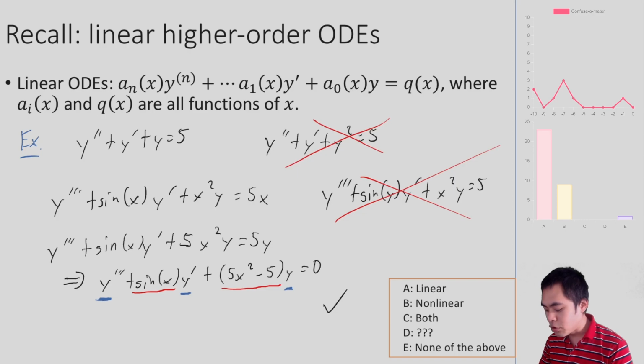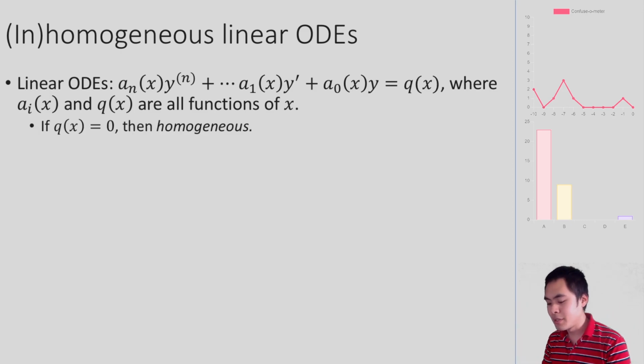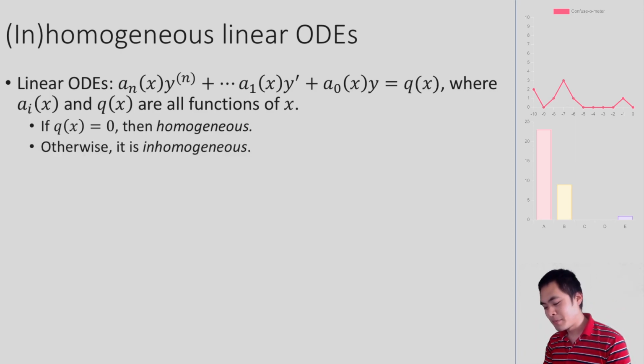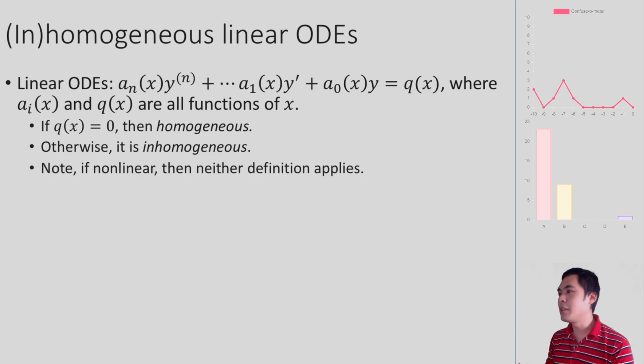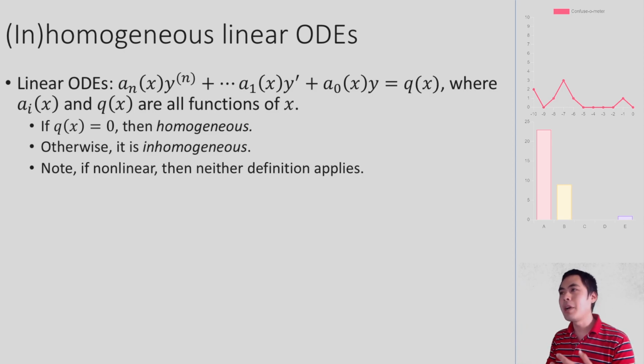Now let's move on to homogeneous and inhomogeneous. Once you've written it in the standard form, it's pretty easy to figure out whether something is homogeneous. If q of x, the right-hand side, is 0, then it's homogeneous. Otherwise, it is not homogeneous. Note that if it's nonlinear, then neither definition applies. This is a definition that we're going to restrict to linear ODEs. Occasionally, in some advanced classes, you might hear the term used in a more general setting, but we're not going to. So if it's nonlinear, we're going to say it's neither.